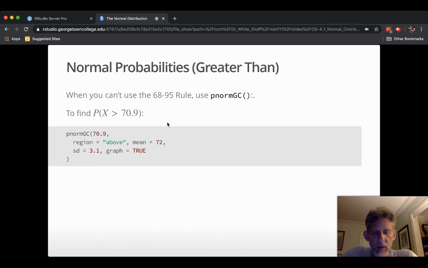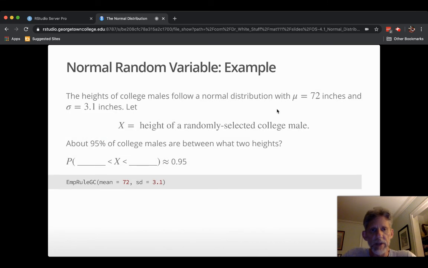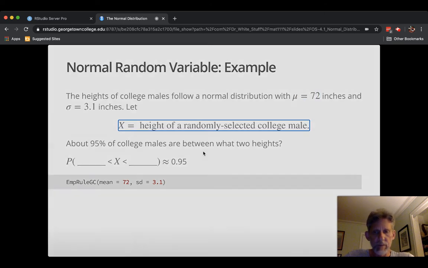Say that we're back with that population of college males whose mean height is 72 inches and the standard deviation of their heights is 3.1 inches. Some big population of college males, and we are selecting a college male at random and measuring his height in inches. So apparently the average height of the population was 72. And we call this random variable X.